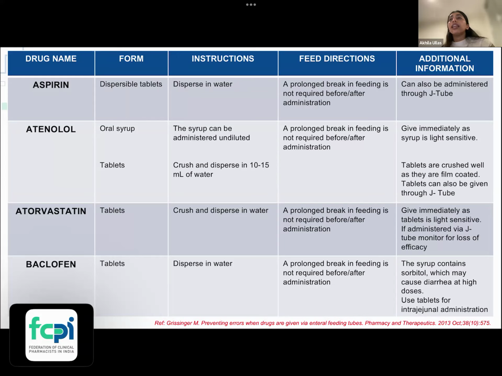So why are we saying this? In J2 insertion, the access will be in the small intestine, and the G-tube access will be in the stomach. Some drugs need a certain pH level to dissolve. Like aspirin and pantoprazole, they need an acidic pH. They need to dissolve in water, dissolve in the stomach.